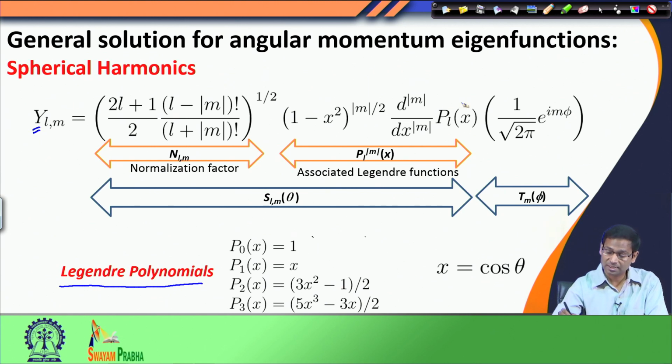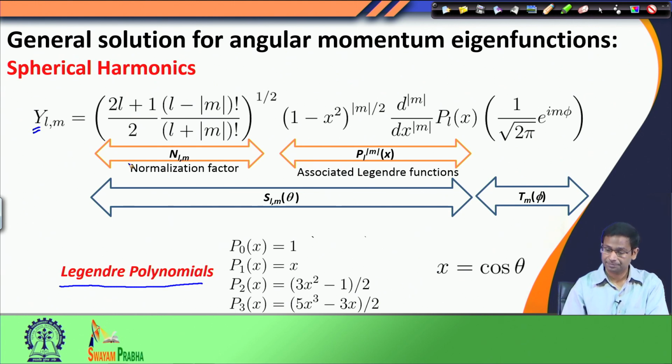So, once we know these Legendre polynomials, we would differentiate them m number of times and multiply by this factor, and this would be called the associated Legendre function. The Legendre polynomials are given, and we can use them to obtain the associated Legendre functions. Once we have the associated Legendre function, by multiplying it with the normalization factor, we get this S function, and the T of phi functions are, as I said, rather simple in their expression. So, this is the general solution for the angular momentum eigenfunctions.